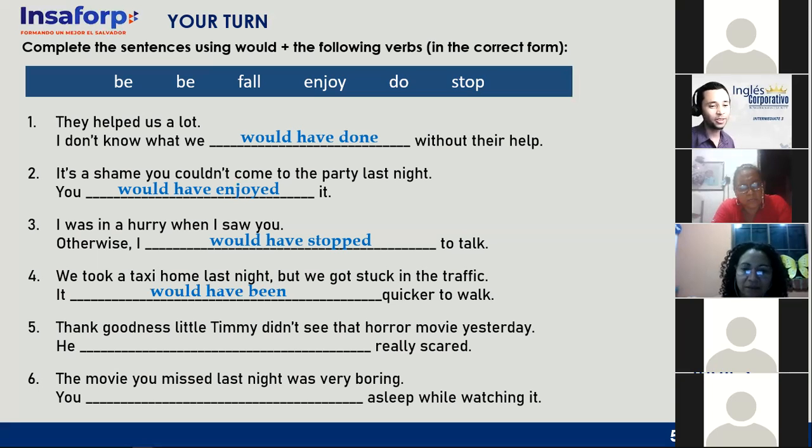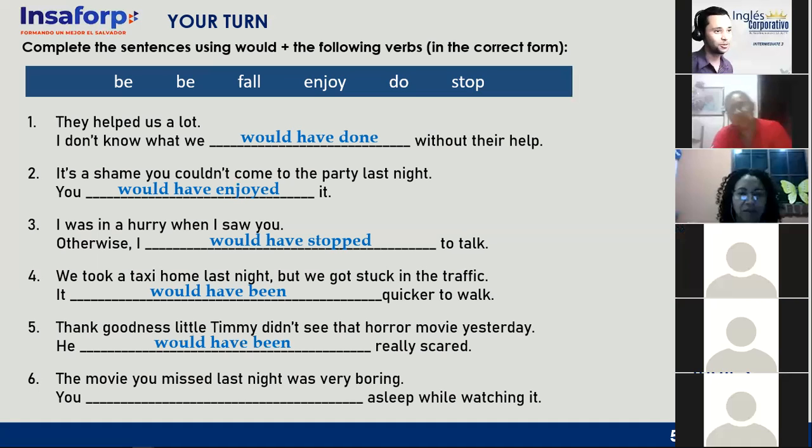Thank goodness little Timmy didn't see that horror movie yesterday. He would have been really scared. He would have been really scared. Se habría asustado mucho. Okay. Me recuerda cuando era niño, mi hermano vio la película Aliens. Yo no la vi, pero él sí la vio. No durmió toda la noche, pobrecito. Okay, he would have been really scared.